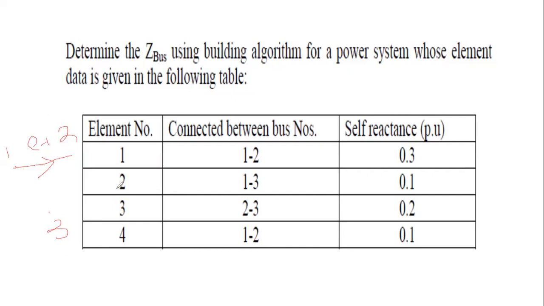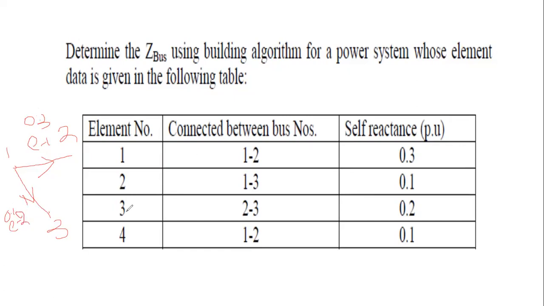Next, element 2 is connected between 1 and 3. This is the element that will be connected between bus 1 and bus 3. Its value is 0.1. This is element 2.